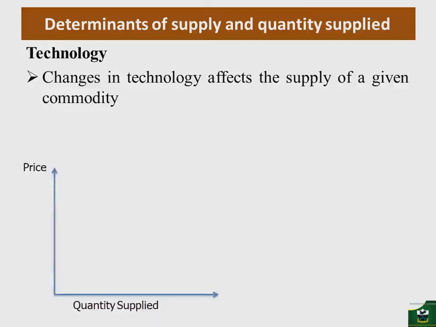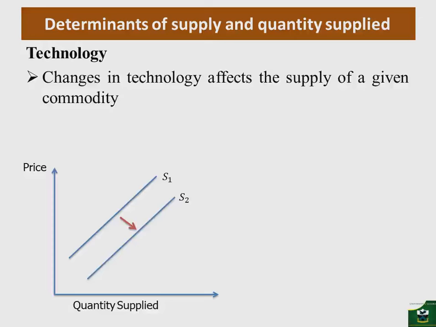Graphically, if we are considering our initial supply curve S1 and technology has improved, it means that the firm will be able to produce more, and then supply more units on the market, and therefore our supply curve will shift down and to the right to S2.